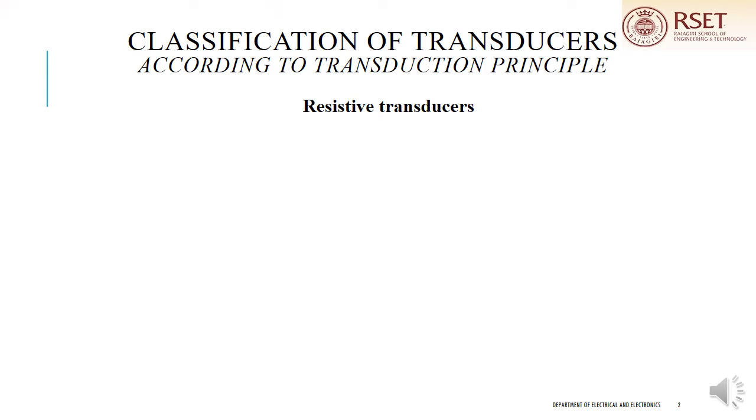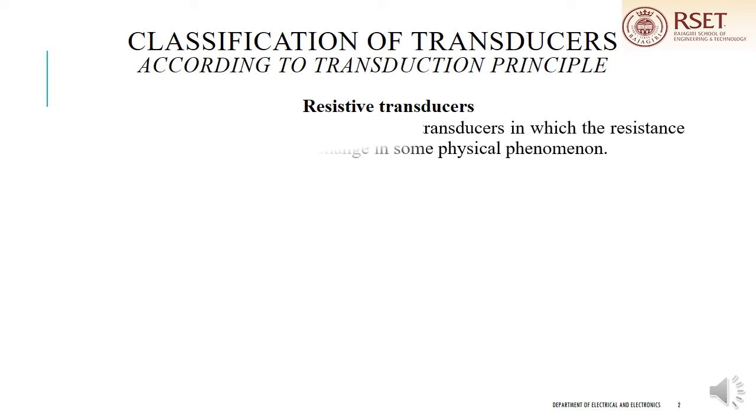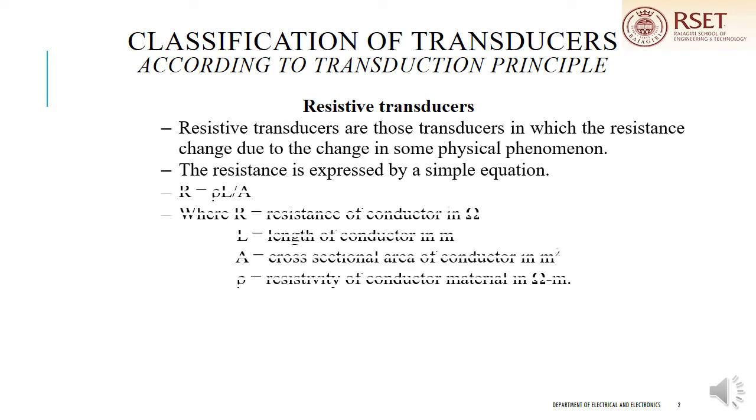According to the classification of transducers by the transduction principle, the first one is resistive transducers. As the name says, resistive transducers are those in which the resistance changes due to the change in some physical phenomena. Assume that the resistance of the material is given by R = ρL/A, an equation that you all know.